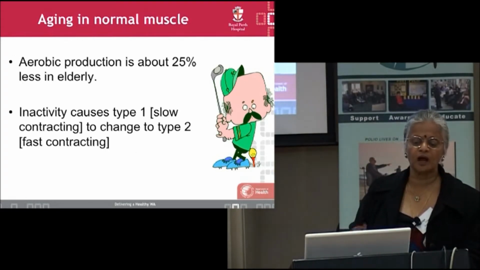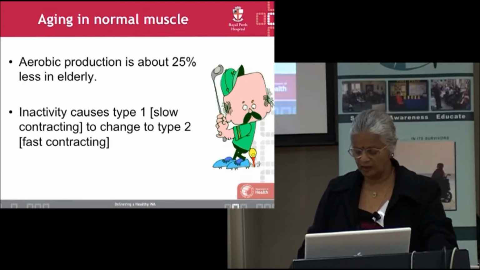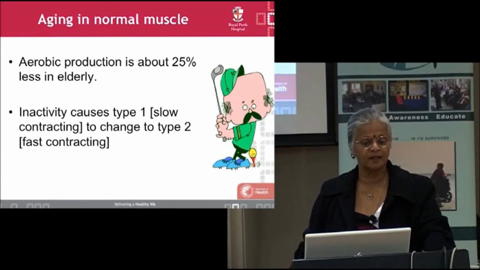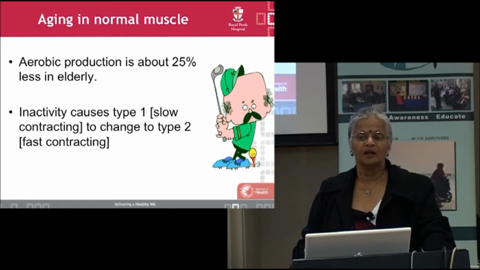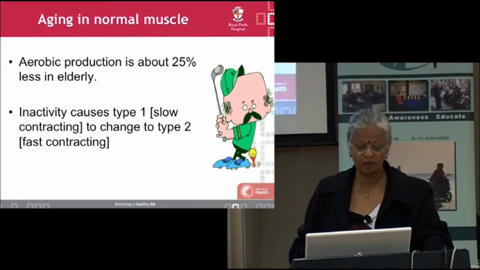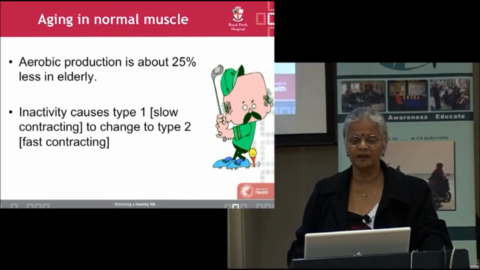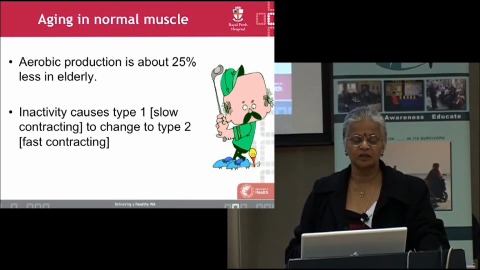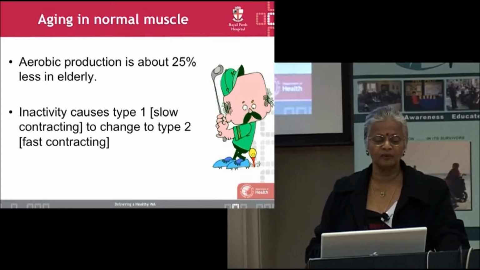Aerobic production, so you can't utilize oxygen naturally, a 25% loss as you're getting older. So these are things that are natural, they're acting against you. Take home message, pay attention and do something about it. Okay? There's no point saying, I could do it a year ago, I can't do it now. I'm fine, I'm managing. You will not manage next year. That's the problem. Okay? Inactivity causes, if you are not doing enough, you lose slow contracting fibers.